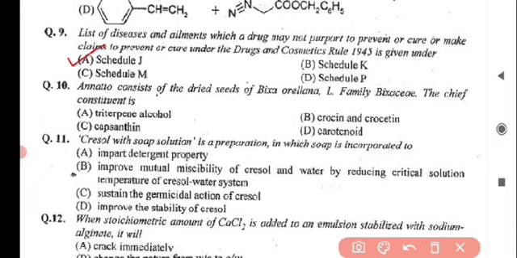Next question is annatto consists of the dried seeds of Bixa orellana, family Bixaceae, and the chief constituent is, and the correct answer is option A, that is triterpene alcohol. Next question is cresol with soap solution is a preparation in which soap is incorporated to, and the correct answer is option B, to improve the mutual miscibility of cresol and water by reducing critical solution temperature of cresol water system.